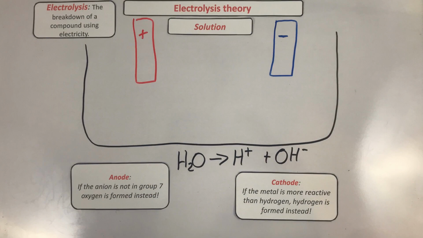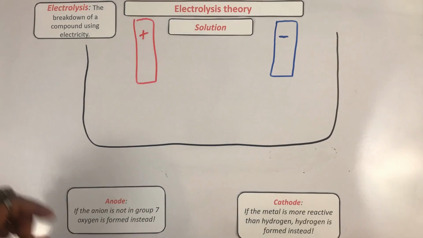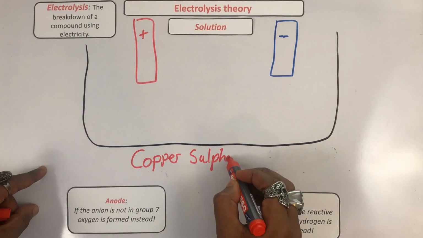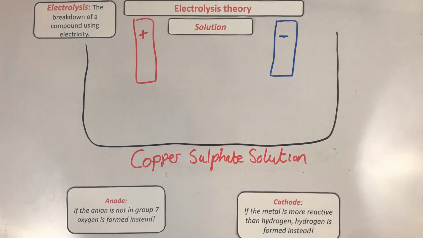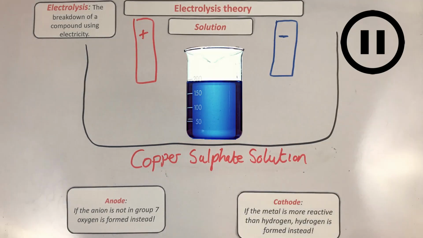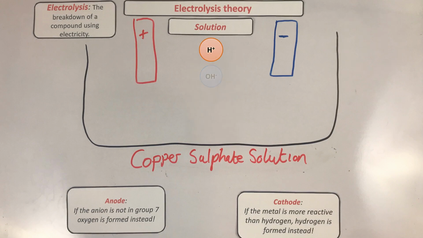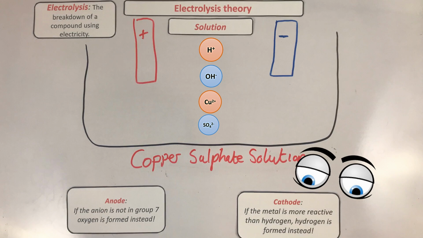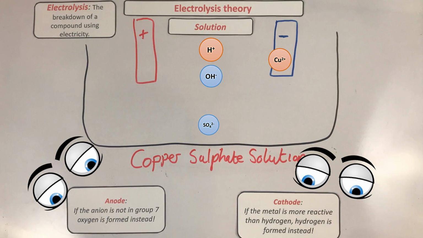I've got this example here. What will be formed if we electrolyze a copper sulfate solution? The same solution we made in the last video. Pause the video and write down all of your 4 ions in the solution and use the 2 rules to work out what is formed. Our 4 ions are hydrogen and hydroxide ions from the water, and then copper and sulfate ions from our electrolyte. Looking at the first rule, copper is lower than hydrogen, so copper is formed at the cathode. But look at the anion, it's not in group 7, so oxygen is formed instead.